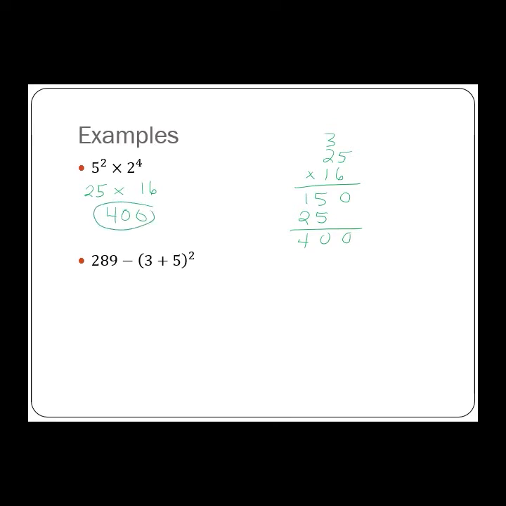In this case, there are parentheses and an exponent. So first I have to deal with the parentheses. Then I deal with the exponent. 8 times 8 is 64. Last thing I'm going to do is subtract. So 9 minus 4 is 5. So we get 225.